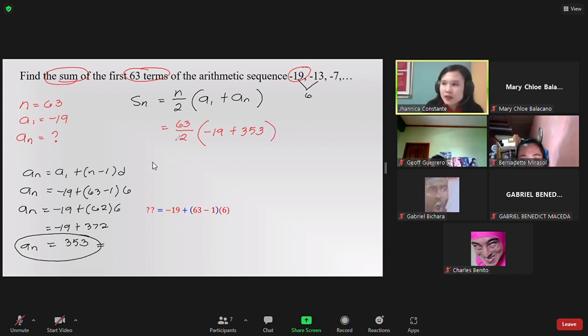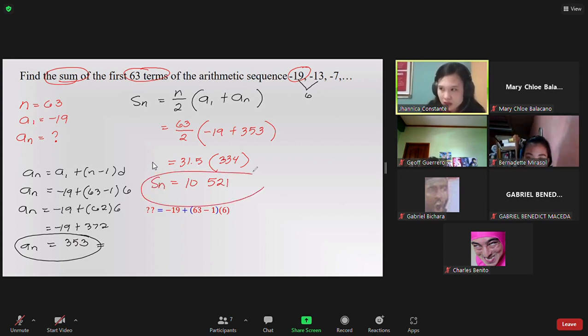So 63 divided by 2 is equal to 31.5 times the sum of negative 19 plus 353, which is 334. So 31.5 times 334. The sum of our 63 terms is equal to 10,521. So that is the sum of our arithmetic sequence.